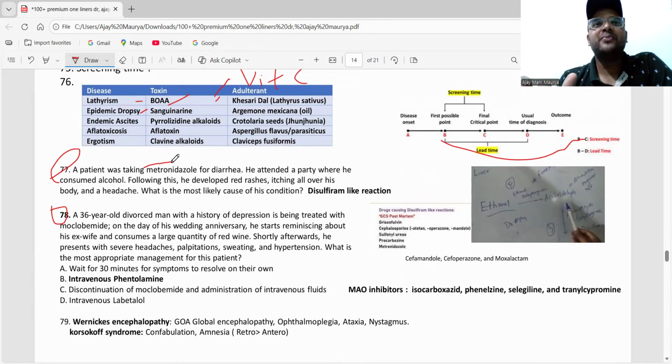Next one, a patient was taking metronidazole for diarrhea. He attended a party where he consumed alcohol. Following this, he developed a red rash, itching all over his body and headache. What is this condition called? Oh my goodness.